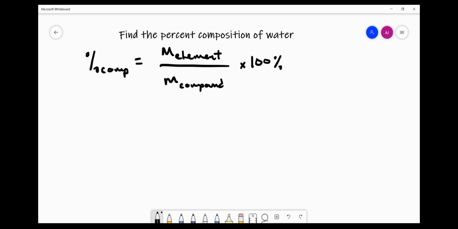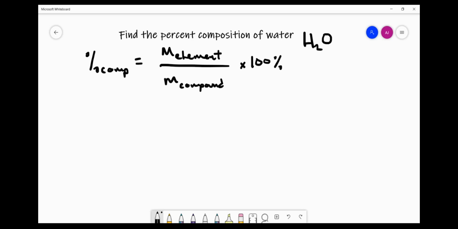When a question asks you to find the percent composition of a compound, what it's asking you to find is the percent of each element that makes up that compound. So water being H2O, this question is asking us what percentage of the mass is hydrogen and what percentage of the mass is oxygen. If we look at the formula, we need masses. But the question doesn't tell us about any masses.